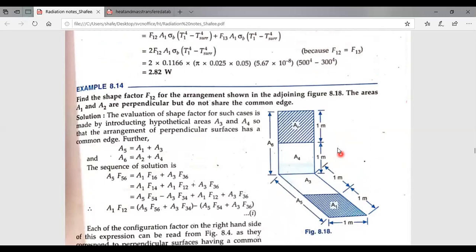Okay. So what I did in this problem is, because they are not having a common edge, I just convert this into, yeah, because A2, A4, A3, A1 are the areas that I know. So I just made this into 4 figures with 4 perpendicular rectangles. Then finally I find out what is F12. So definitely, practice once and you will understand how I can find this out.